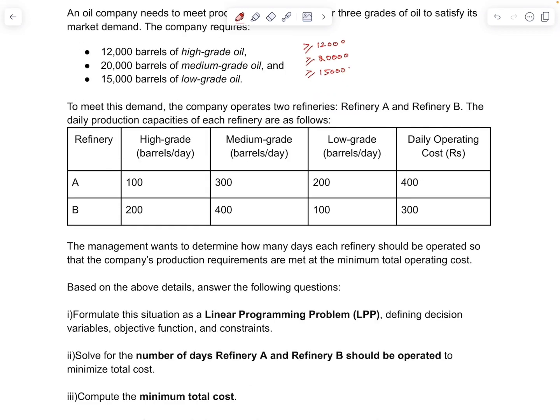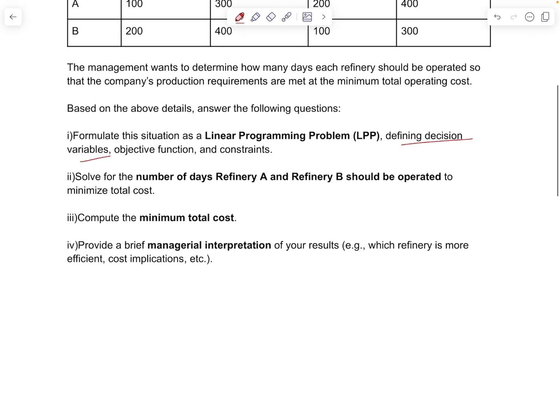Question 1. Formulate this situation as a linear programming problem defining decision variable, objective function, and constraints. So we have to define the decision variables. Let's take X as the number of days refinery A operates and Y the number of days refinery B operates.